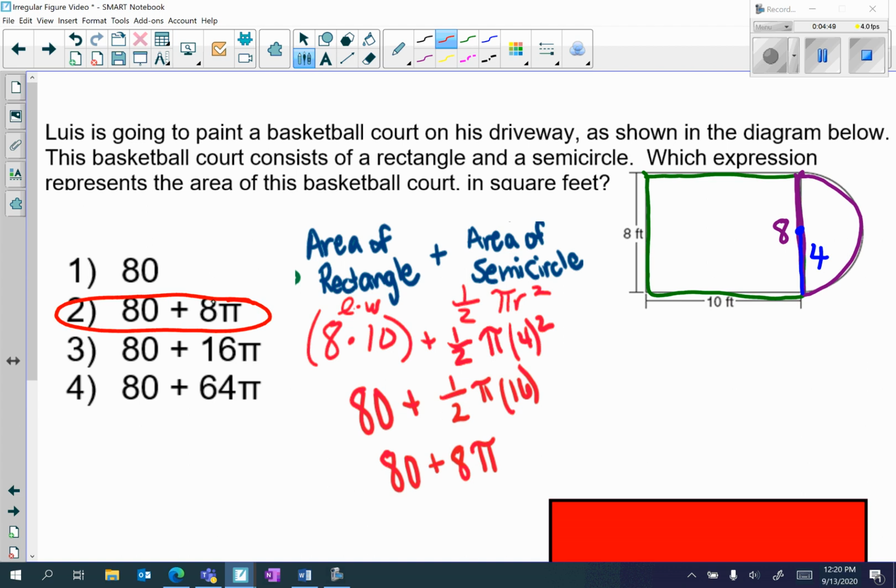And notice I didn't put pi in my calculator because I saw that pi was in the answer choices. So I just did 1/2 times 16, which gives you 8, and brought down the pi with it. 80 plus 8 pi. Notice in this question, because I had a rectangle and a semicircle put together, I used addition.